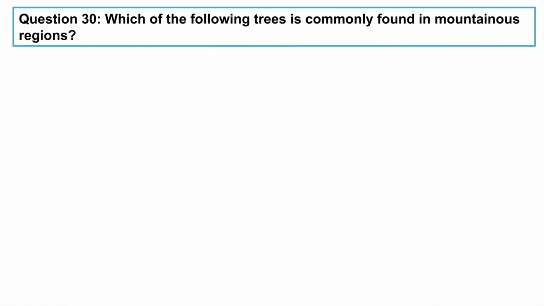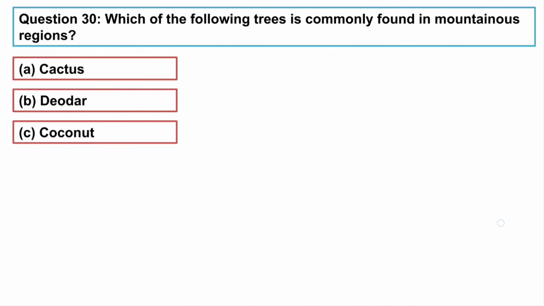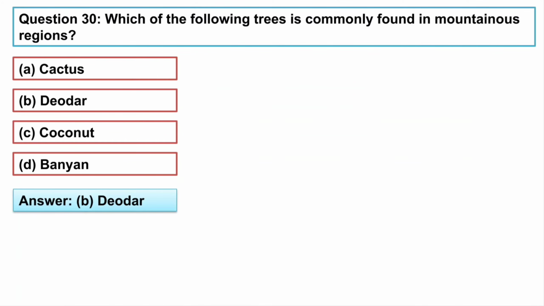Alright. Next, which of the following trees is commonly found in mountainous region? Cactus, deodar, coconut, or banyan tree. So which of the trees is commonly found in mountainous region? It is your deodar tree, okay, with that conical shape.